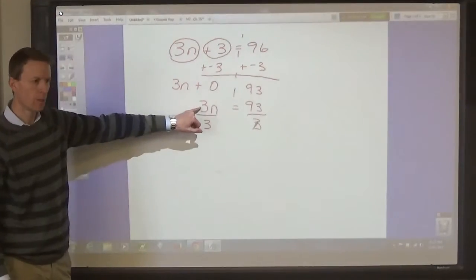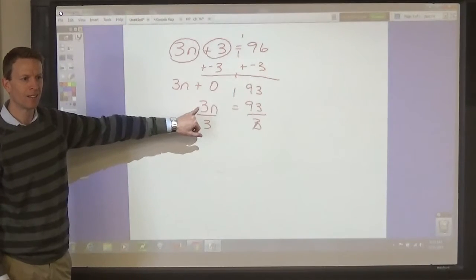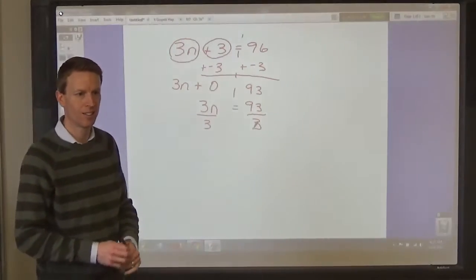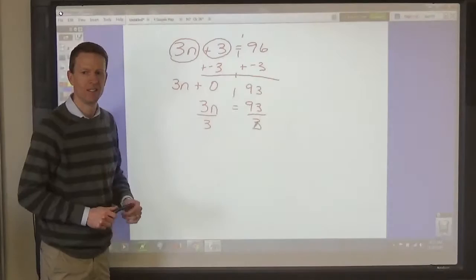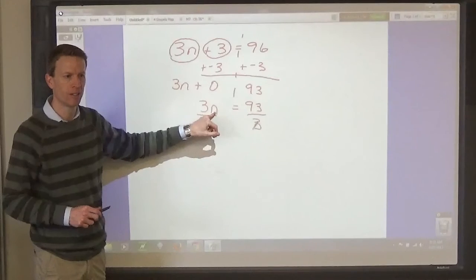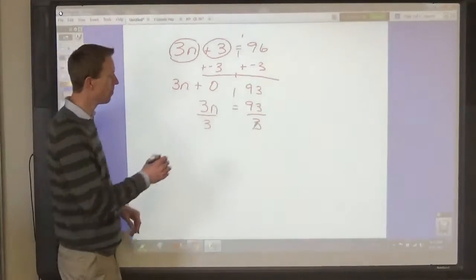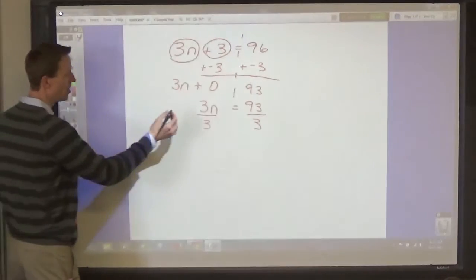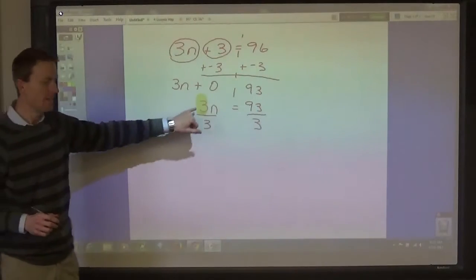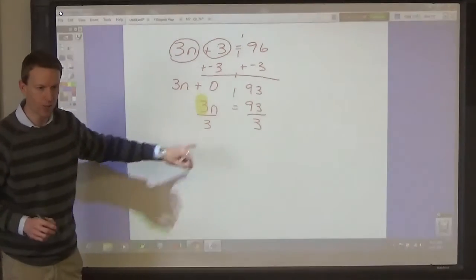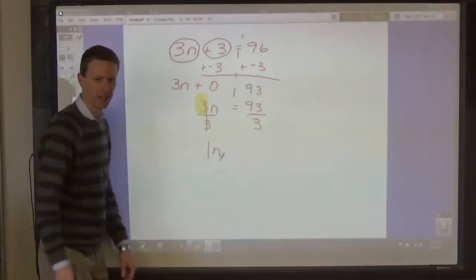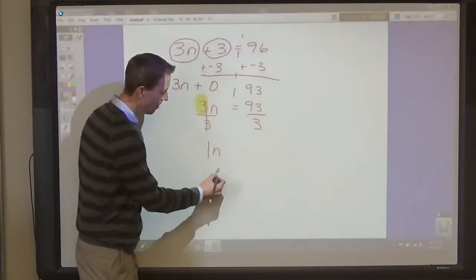Yep. And then what is this number called, Jeremiah? What is the 3 called? That's the number in front of a variable. It has a specific name. Coefficient? The coefficient, yep. This is the coefficient. And so when we divide the coefficient by itself, you get 1n. And that equals n.